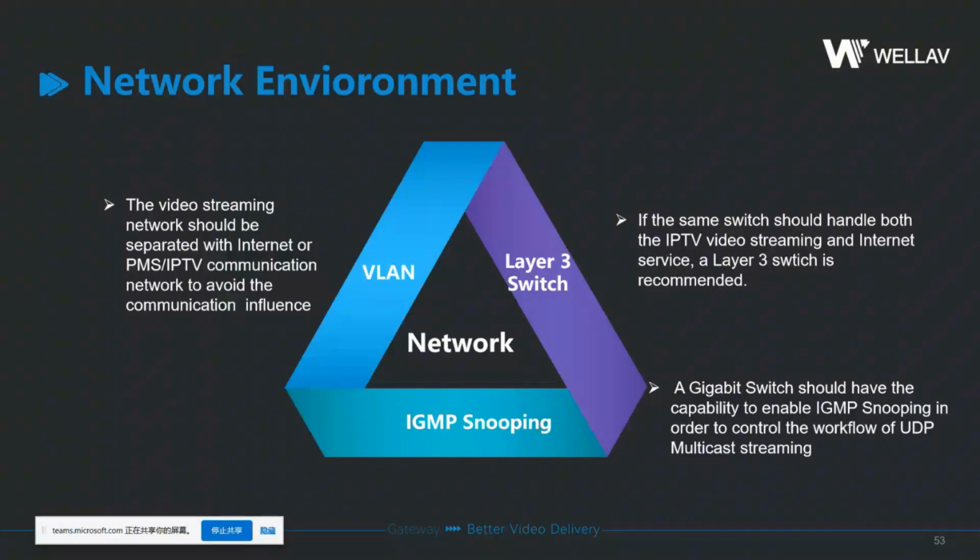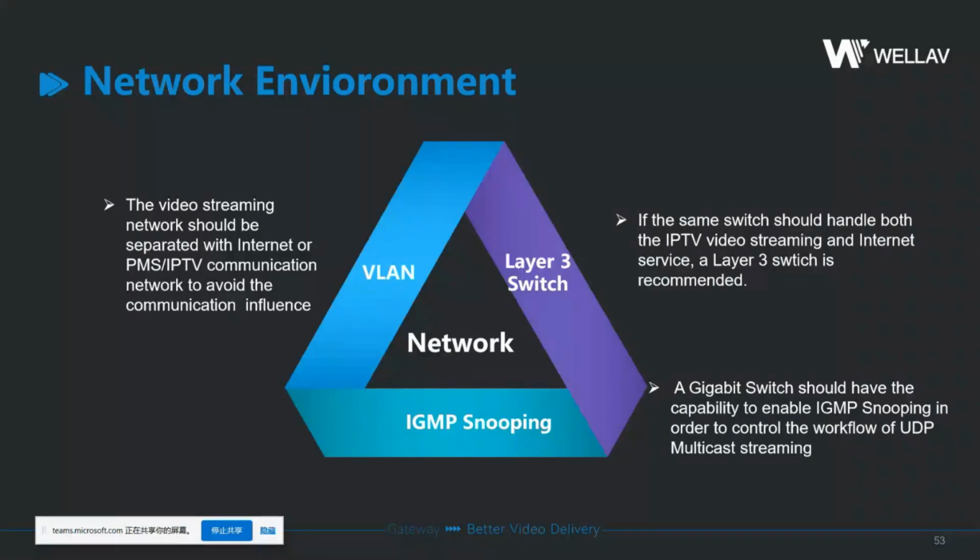The second one is IGMP snooping. Actually, the IGMP snooping function is something a layer 2 switch can support, but sometimes hotels don't have much experience with IGMP snooping configuration. They don't understand the actual functional features of IGMP snooping. The main function of IGMP snooping is that it can control the flow of the UDP multicast stream.